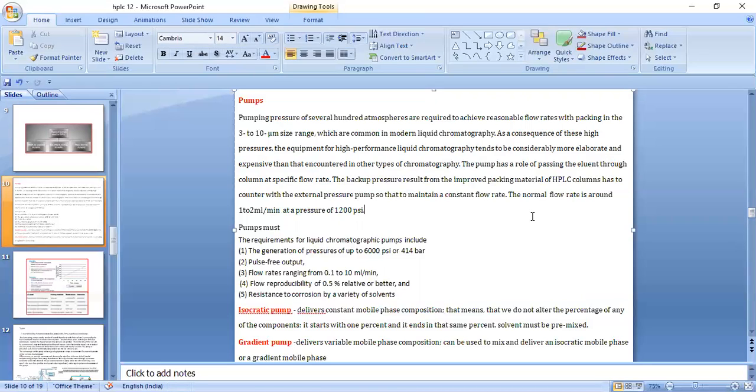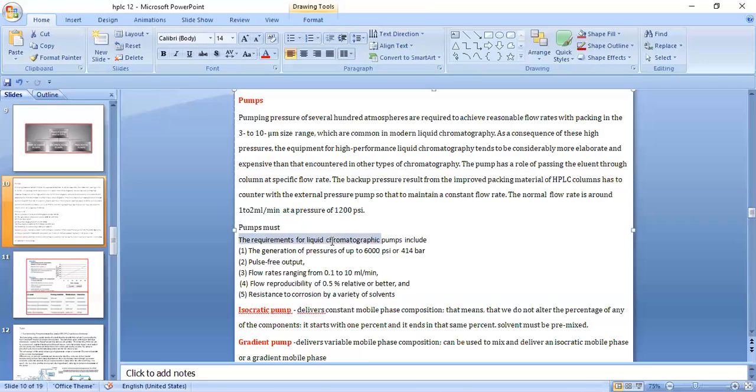So this is the role of the pump: to maintain a constant flow rate of around 1 to 2 ml per minute at a pressure of 100 psi. You need pressure pumps that can help us achieve a reasonable flow rate through a column. Now, what is the work of the pump?